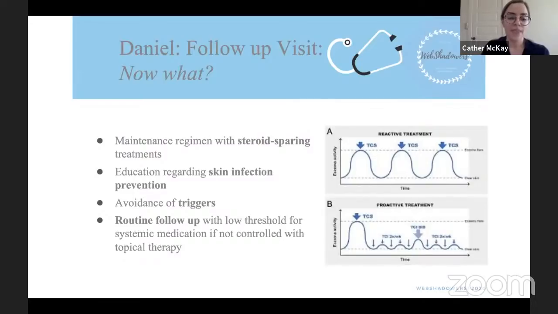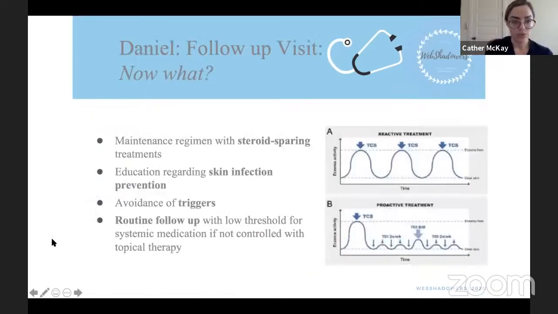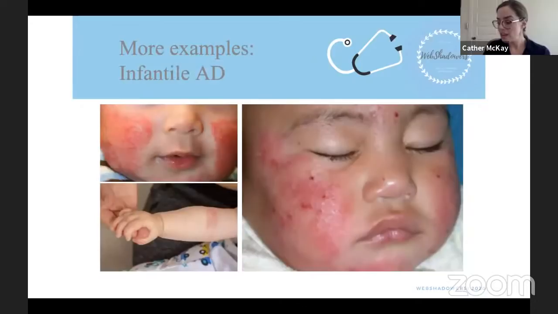And then if things are not better and you can't manage with topicals, I have a pretty low threshold for systemic medications, because this is a pretty miserable condition, the itch, the risk of infection, all that. If it's not controllable, you can go to oral treatments, which we'll briefly talk about in just a second.